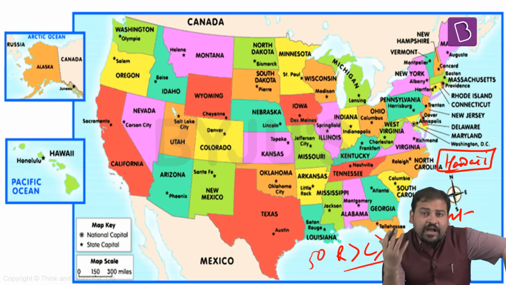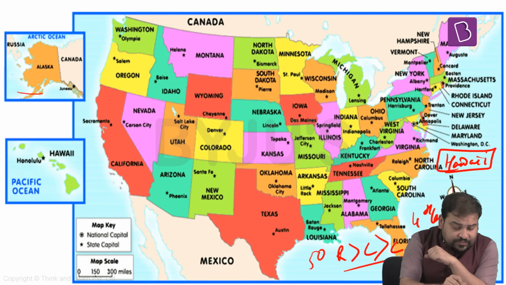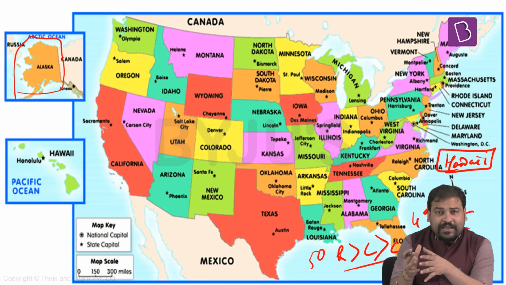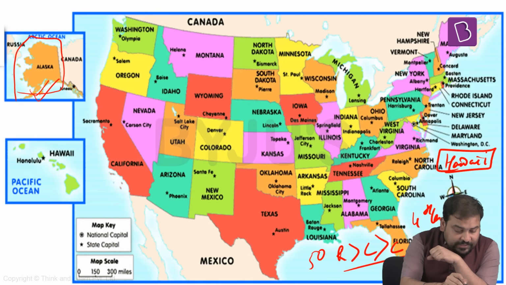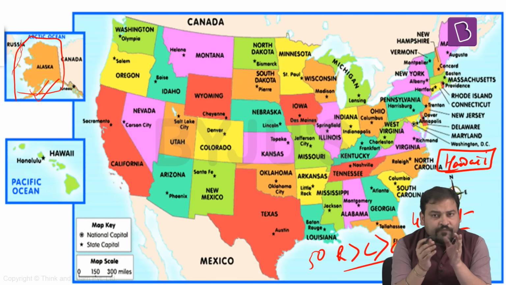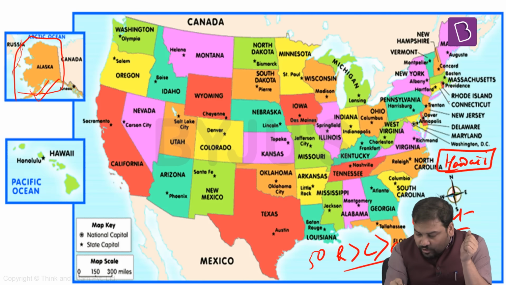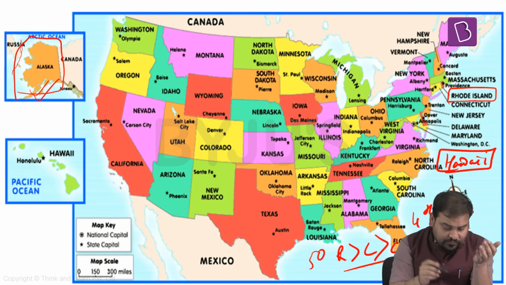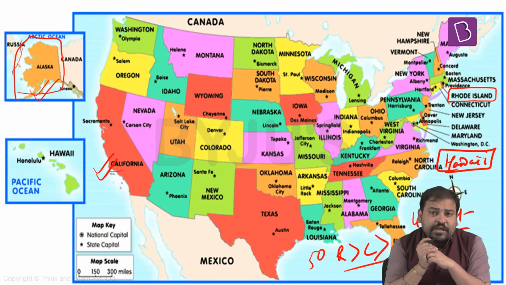Hawaii is an island. The biggest state in this country, as we all know, is Alaska. Though not directly connected with the mainland USA, it is part of it, and it is separated from Russia by a very small waterfront, which we shall see later. The smallest state of this country is Rhode Island. The state of California is the most populated state in this country.